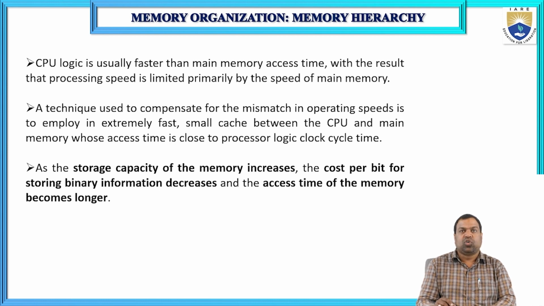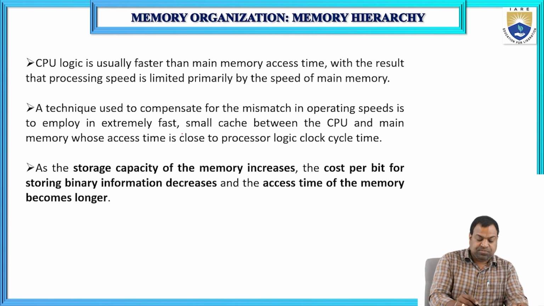A technique used to compensate for the mismatch in operating speed is to employ an externally fast small cache between the CPU and main memory, whose access time is close to the processor logic clock cycle time. As the storage capacity of the memory increases, the cost per bit of storing binary information decreases, but the access time of the memory becomes longer.